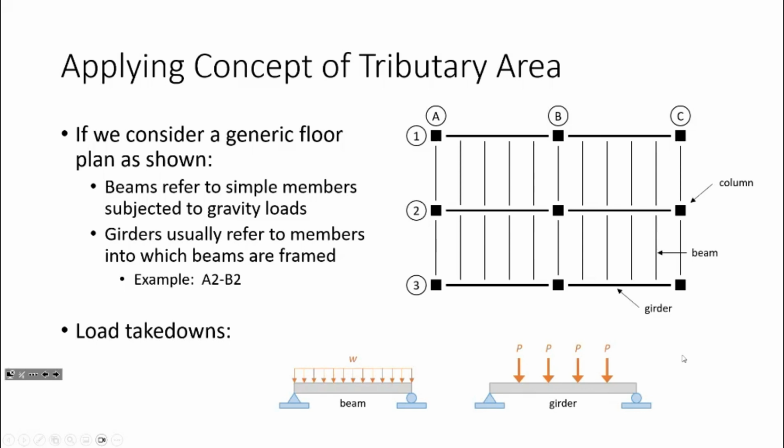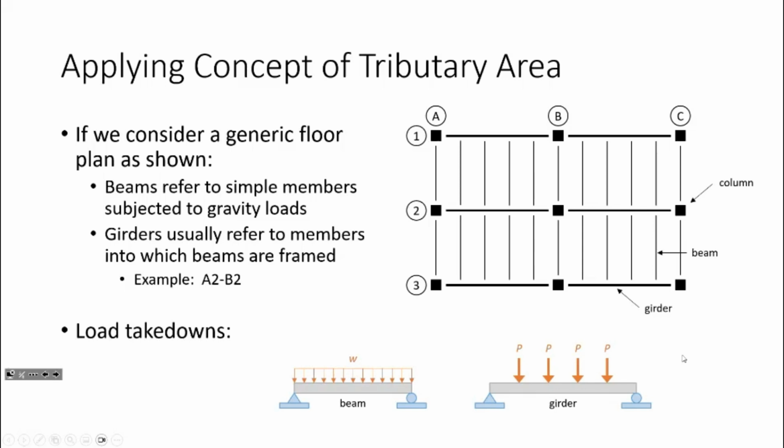There's no real hard and fast rule over what refers to what, but what I like to do to keep things straightforward is say that the beams frame into the girders. So this girder right here is going to be a fairly large element, and there's going to be a few smaller beams that frame into it. Does that make sense? I'll show you a pretty familiar example here in a bit.